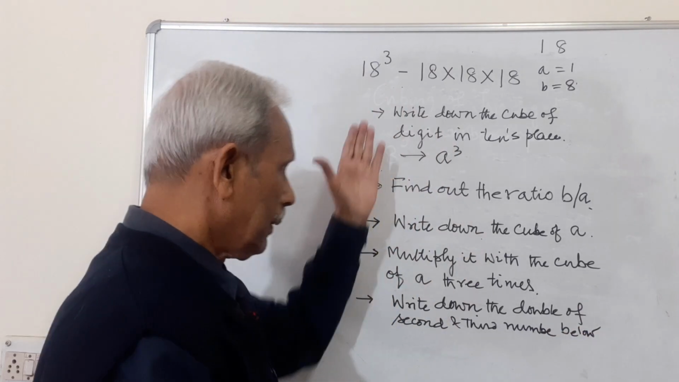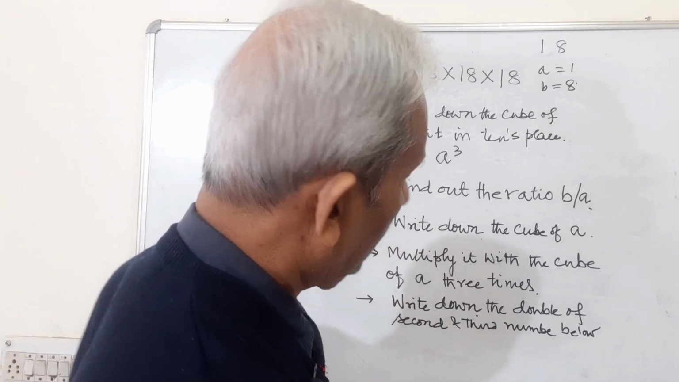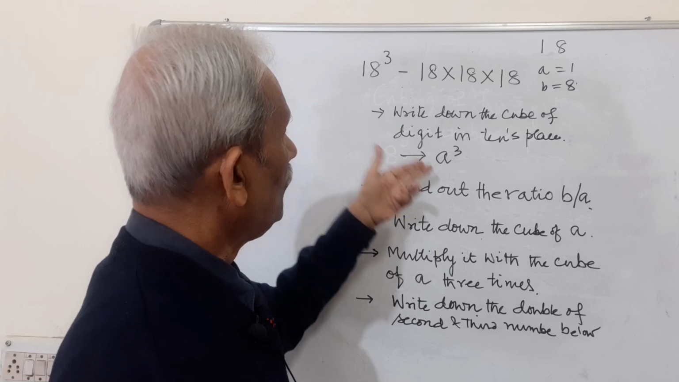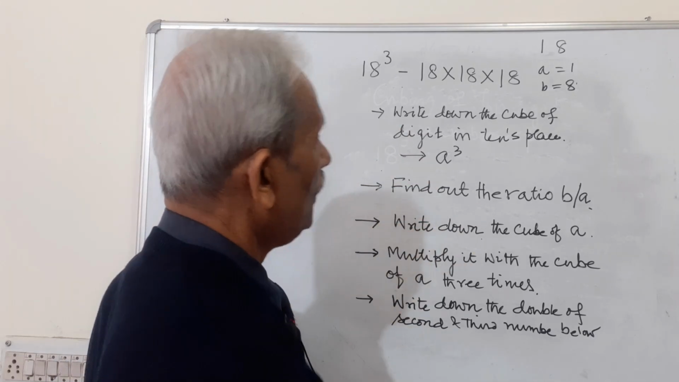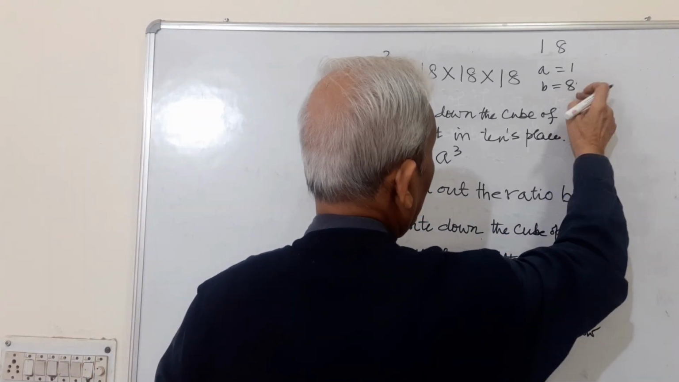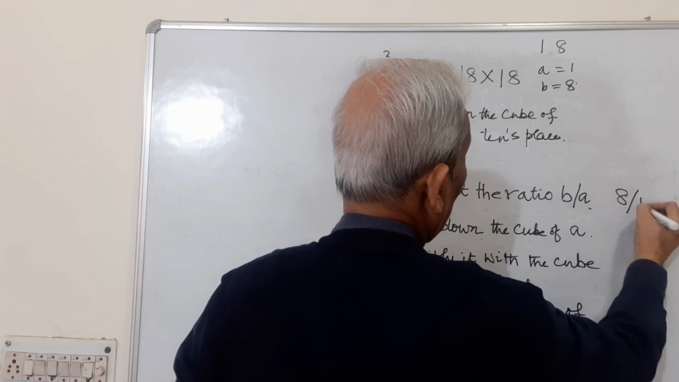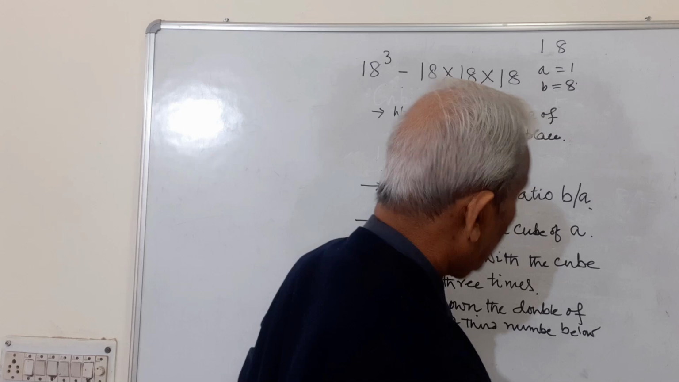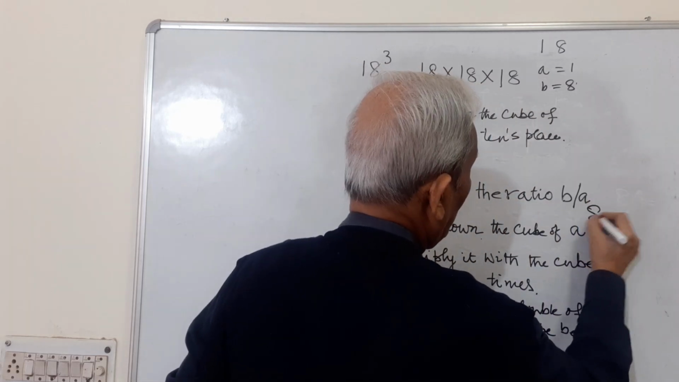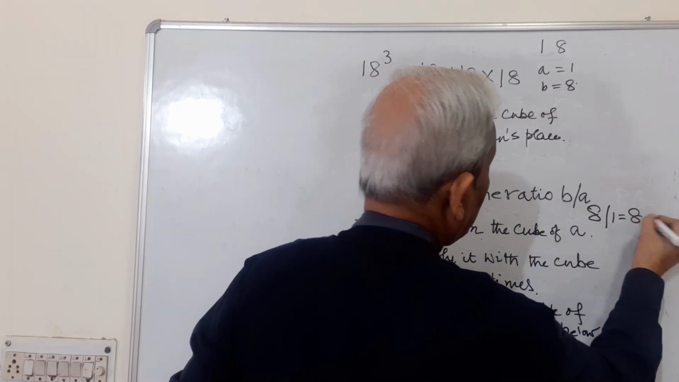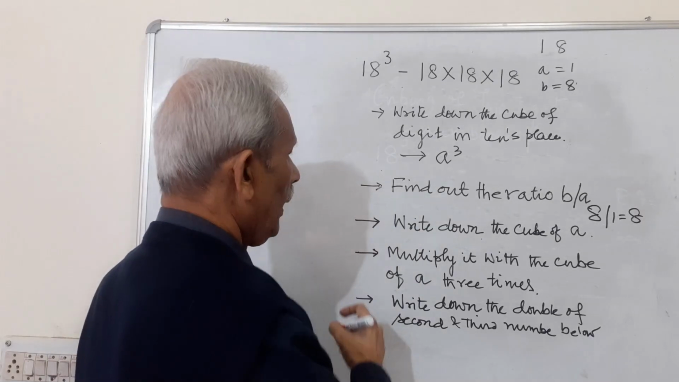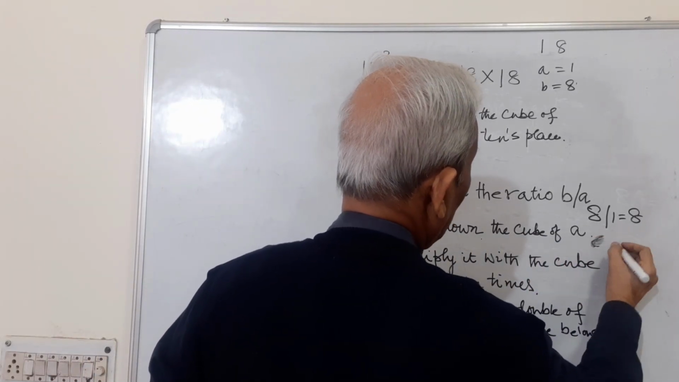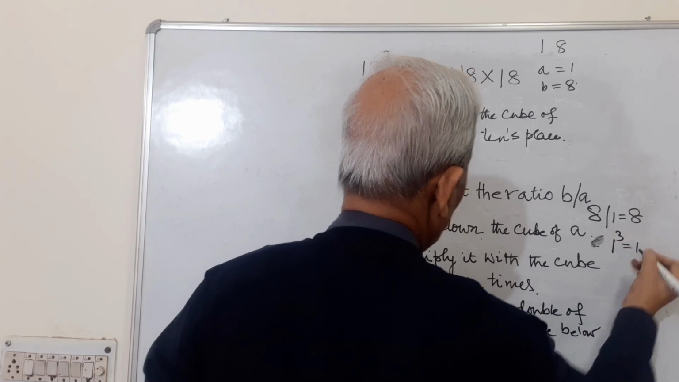Now I will show it practically. Write down the cube of the digit in the tens place, that is equal to a cube. Find out the ratio b by a. Here b by a is 8 by 1, which is equal to 8. And then write down the cube of a. Cube of a is 1 cube, which is equal to 1.